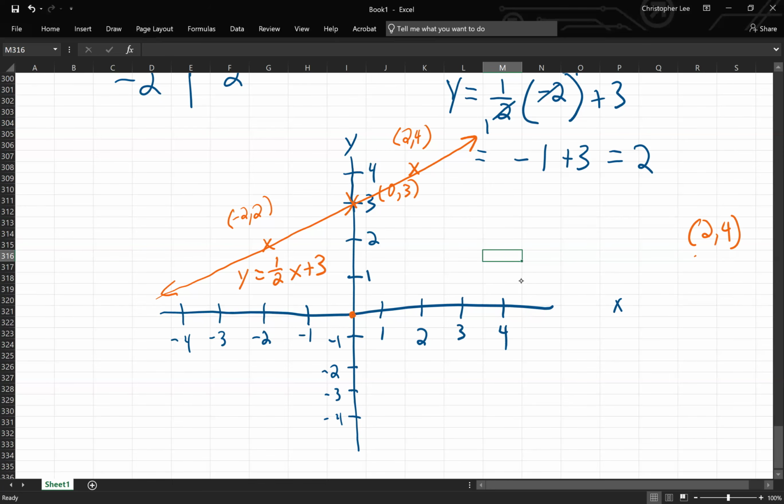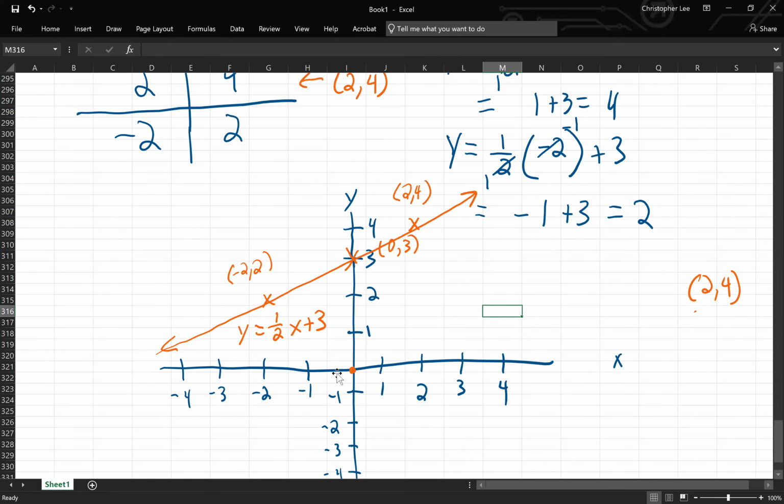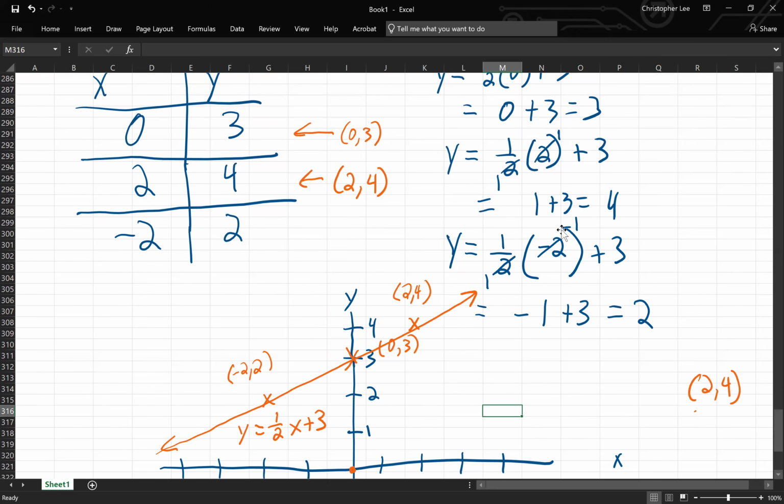Yeah, that was the last point. So you go across to -2 and then up 2. Oh, no, no. So what happened was we took the -2 right here and we plugged it into the equation, right? The 1/2 x plus 3. So when -2 got multiplied by the half, it became -1. And -1 plus 3 is +2.